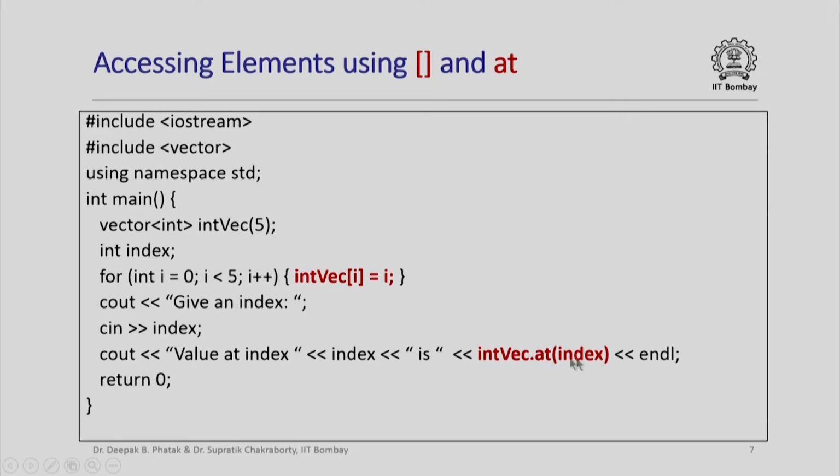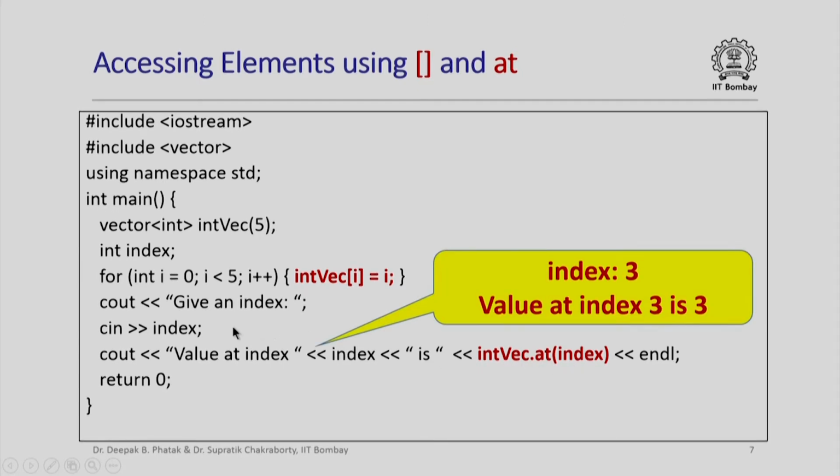So what this will do is, it will get the element of int vec at the index given by the value of index, and it will print it out. So for example, if I give the value of index as 3, this will print out value at index 3 is 3. Now what would happen if I had instead given the value of index as 100, which is beyond the size of the vector that I have allocated here?